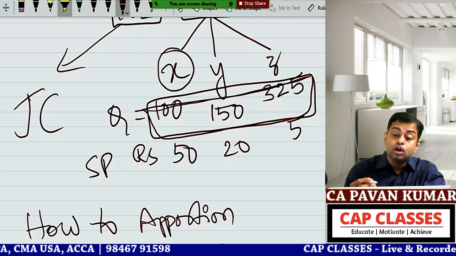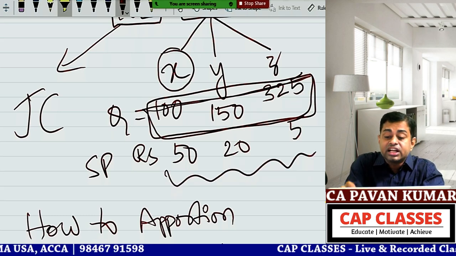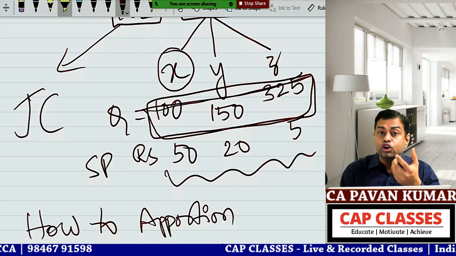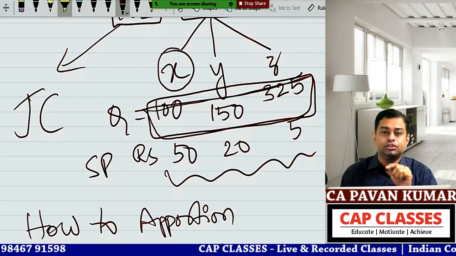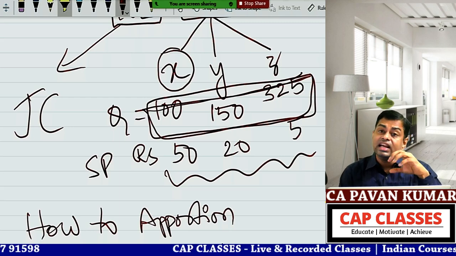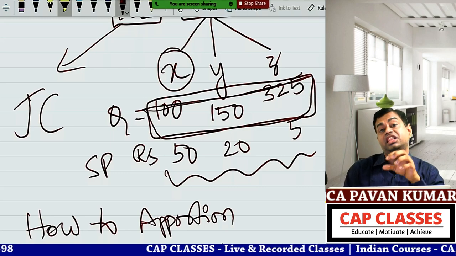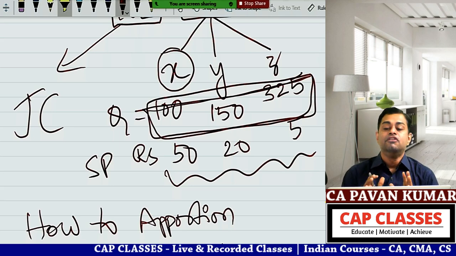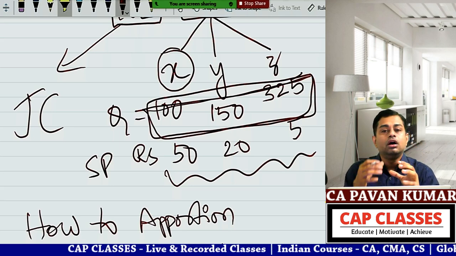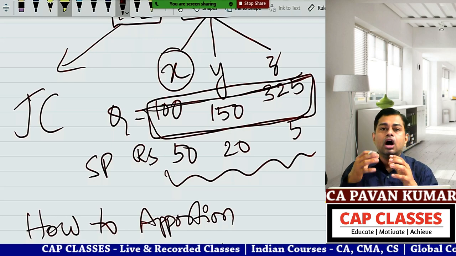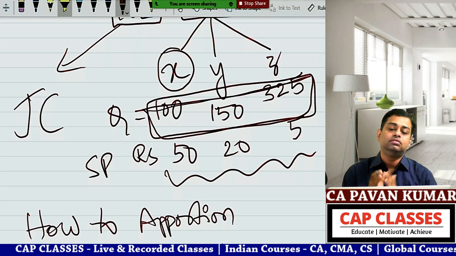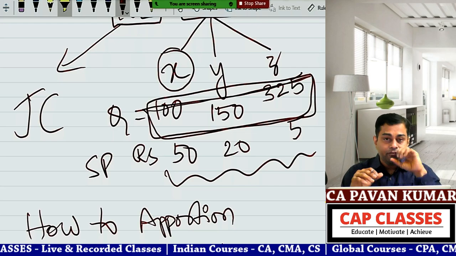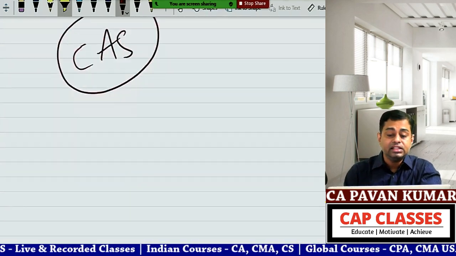Some other person said, no, apportion in this ratio. Some other person said, quantity into selling price will give you revenue, apportion 10 lakhs in that ratio. Another said, calculate net realizable value and apportion in that ratio. So there are basically various methods. We will learn method 1, how to do this, method 2, how to do this, and method 3, how to do this. That's all. So basically what we are learning here is, listen.